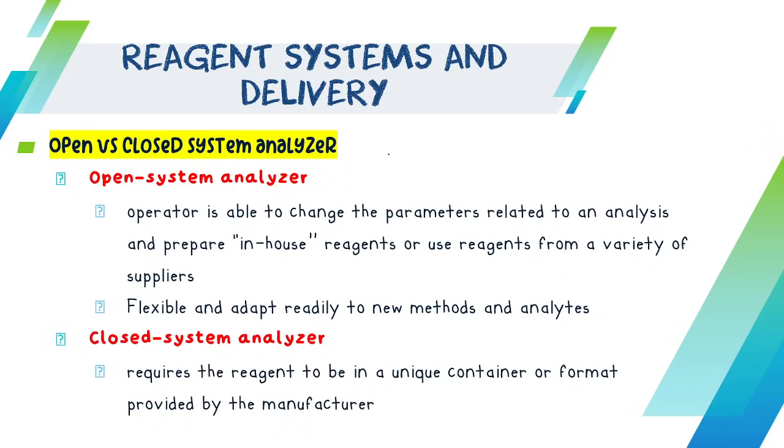How about your closed system? A closed system requires the reagent to be in a unique container or format provided by the manufacturer. To explain further, from the word open system, the hardware, software, and instrumentation come from different manufacturers. It's like you piece them together to put up one auto analyzer. And the in-house reagent does not necessarily come from one specific manufacturer. You can prepare it yourself and then use it to process your samples.